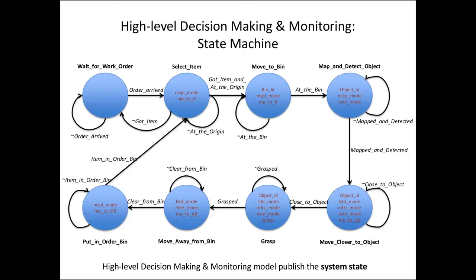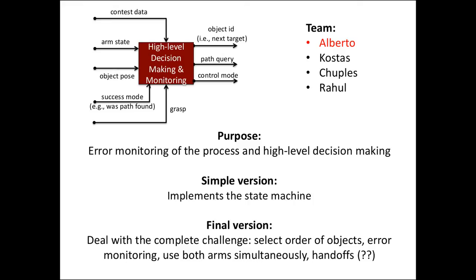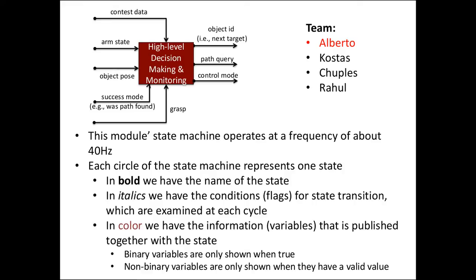In this state machine, the different items have the following meaning. In bold, we have the name of the state, or which one of the states of the state machine. In italics, we have the conditions or flags for the state transition. These state transition flags are examined each cycle, and the state machine will run at, say, about 40 Hz, more or less this frequency.